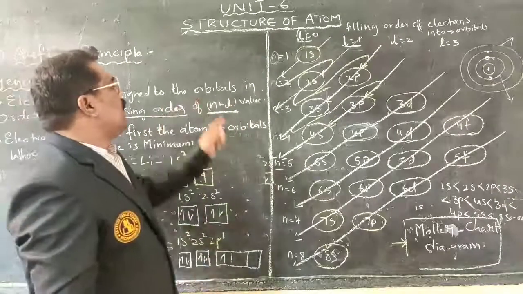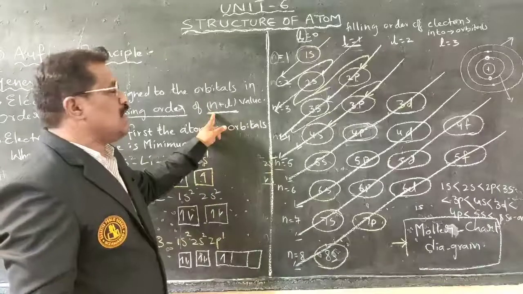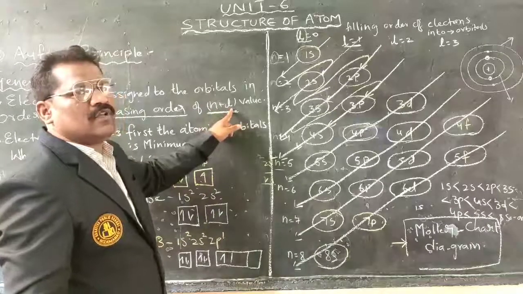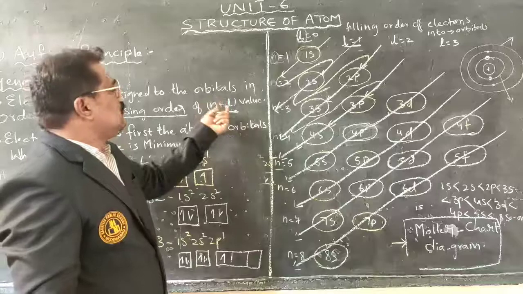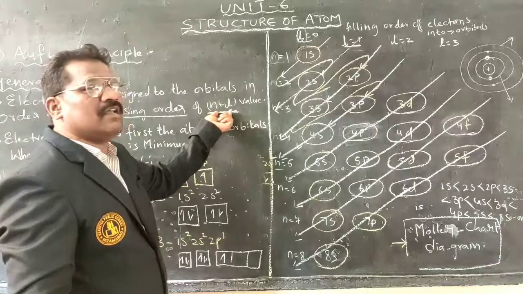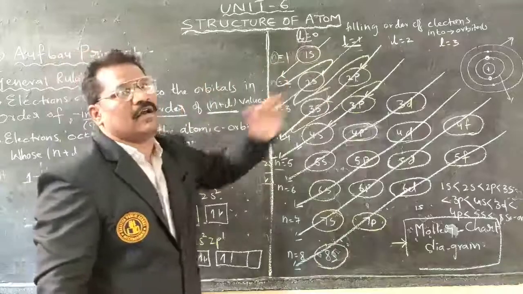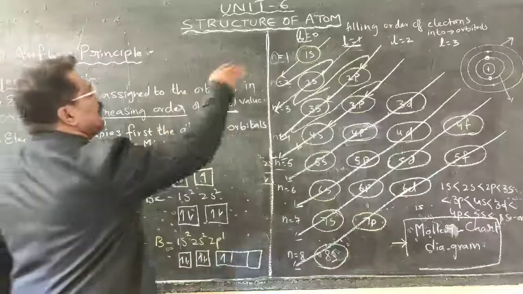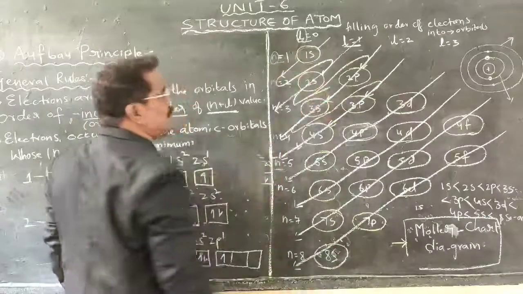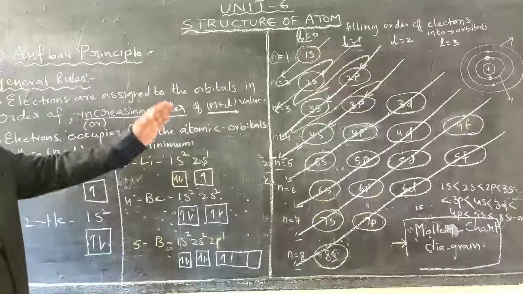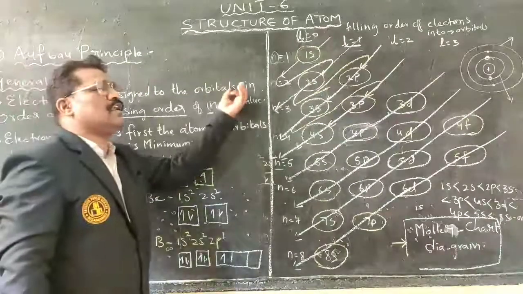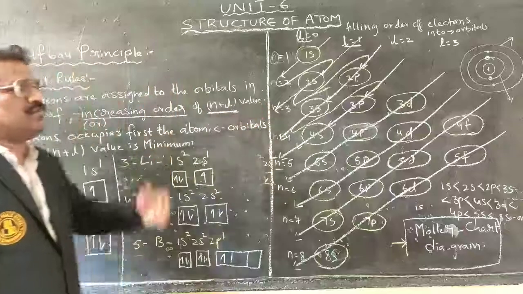What does n plus l value indicate? n indicates the principal quantum number. l indicates what? The azimuthal quantum number. The sum of the principal quantum number and the azimuthal quantum number, in increasing order, is how we accommodate electrons into those orbitals. That is the first general rule of Aufbau's principle.